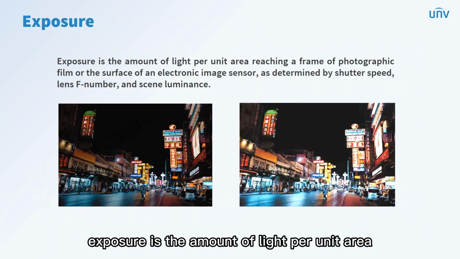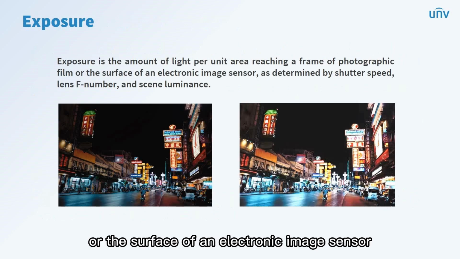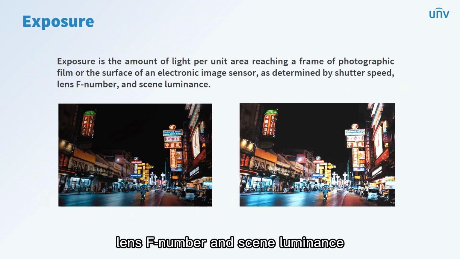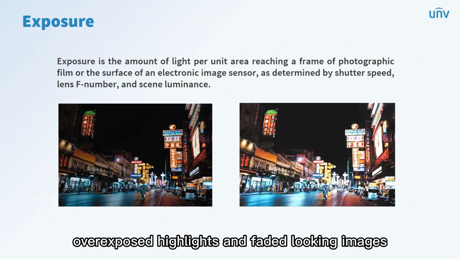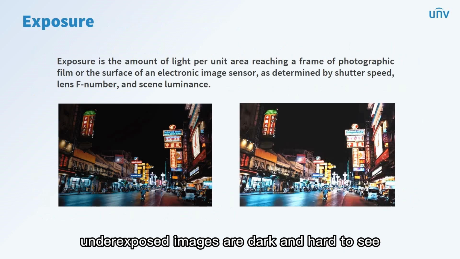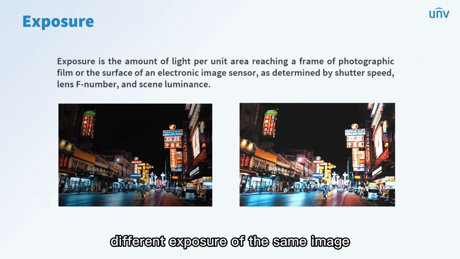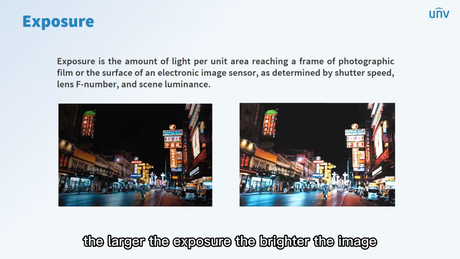Exposure is the amount of light per unit area reaching a frame of photographic film or the surface of an electronic image sensor, determined by shutter speed, lens f-number, and scene luminance. Overexposure leads to overexposed highlights and faded-looking images. Underexposed images are dark and hard to see. Pictures below show different exposure of the same image. The larger the exposure, the brighter the image.